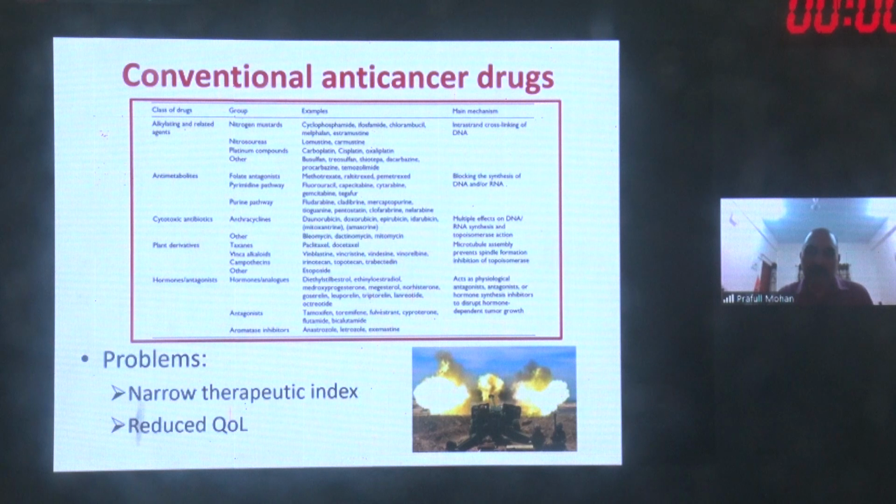And you can see that most of the conventional anti-cancer drugs are focused on somehow stopping the multiplication of the cell by attacking the DNAs or the RNAs. Of course, there are certain cancers which we know are driven by hormones. So we target those hormones and try to stop those cancer cells or kill them.